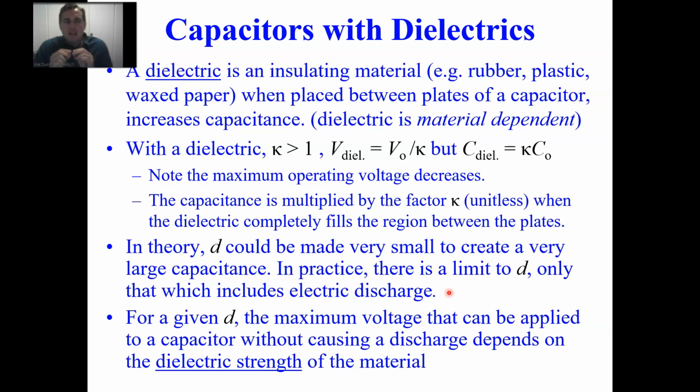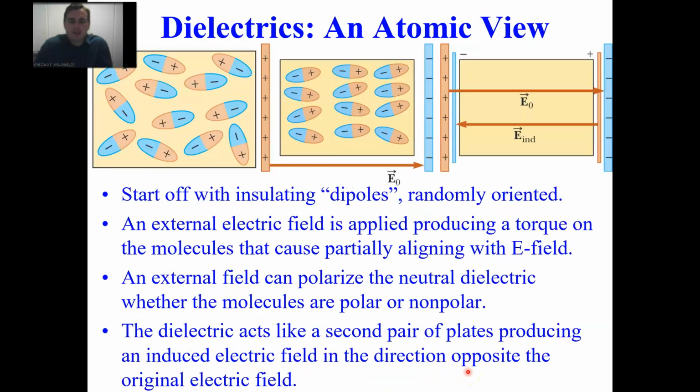And it turns out that it's very difficult to disallow a spark or a discharge, because the distance between the plates is so small, because we want to store as much energy as possible, but also be as small and lightweight in our devices as possible. So for a given distance between plates, the maximum voltage that can be applied to a capacitor without causing discharge depends upon the dielectric strength of the material.